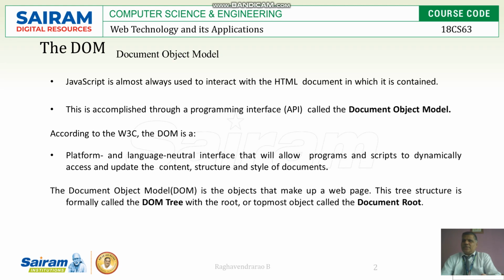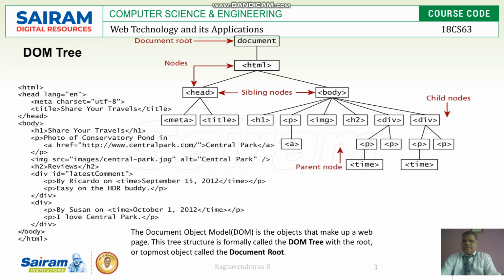So we can construct the tree, formally called the DOM tree, with the root and topmost element called the document root. Okay, the topmost element is called the document root. So what exactly is it, let us see over here. In this particular program, we have a DOM tree here. This is the DOM tree. So here this is an HTML program.